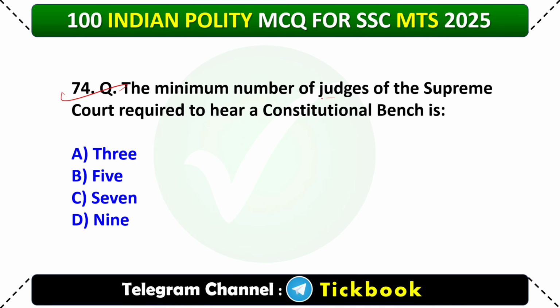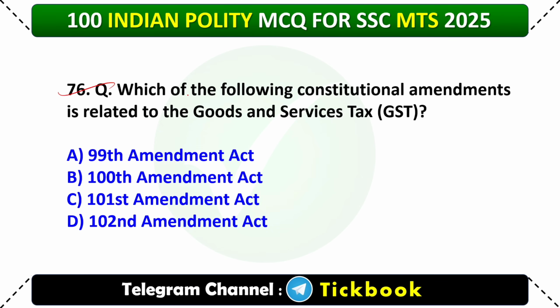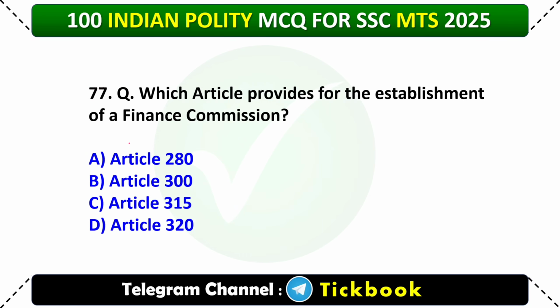74. The minimum number of judges of the Supreme Court required to hear a constitutional bench is. Option number B, 5. 75. The institution of the Ombudsman was first created in which country? Option number B, Sweden. 76. Which of the following constitutional amendments is related to the Goods and Services Tax? Option number C, 101st Amendment Act.